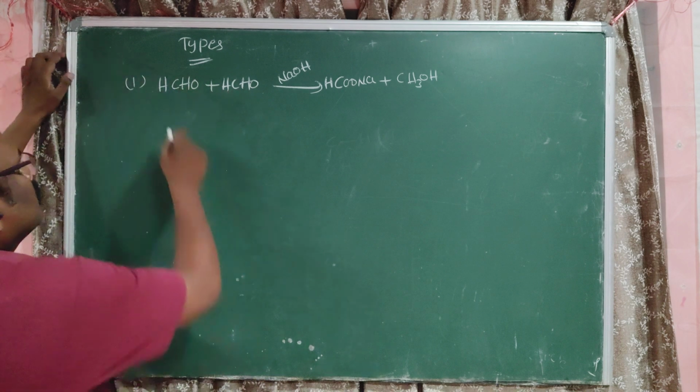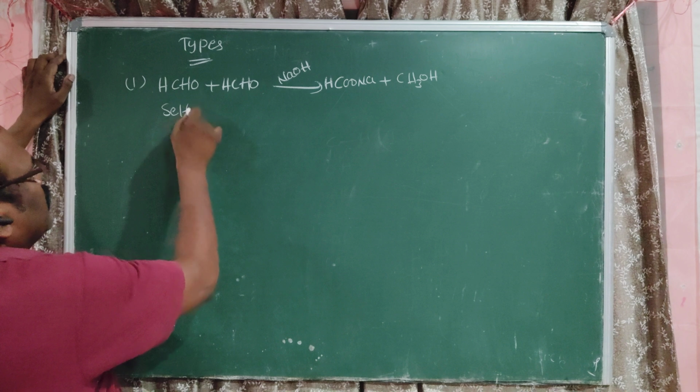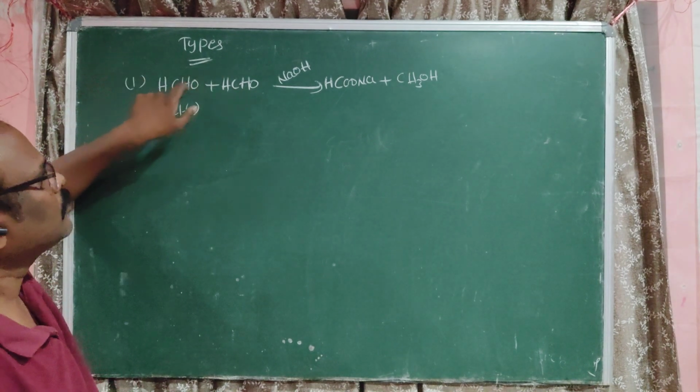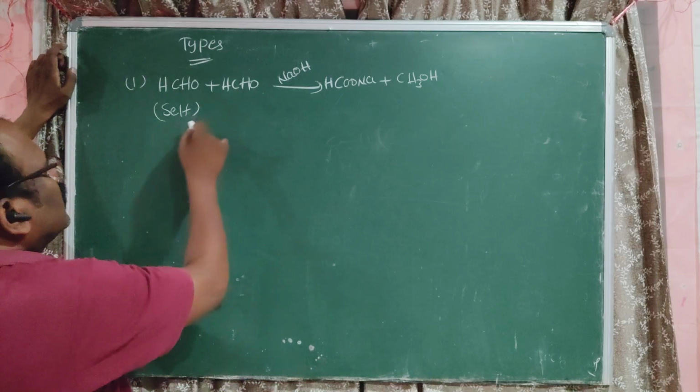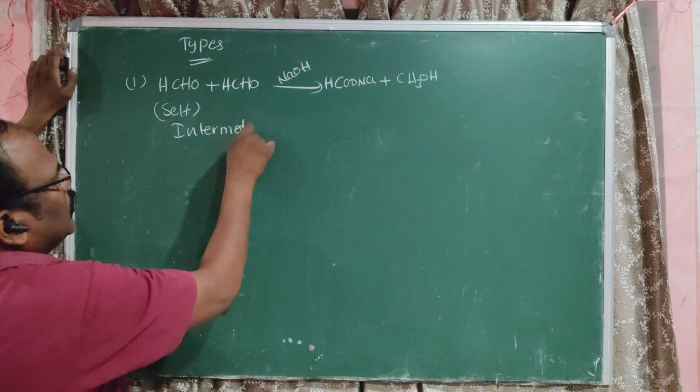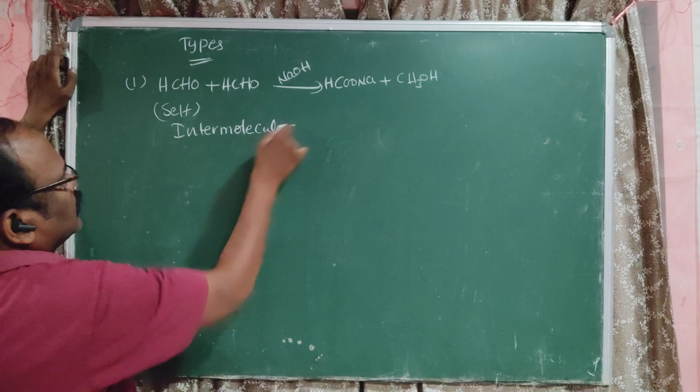This reaction is called the self-Cannizzaro reaction, and these are two different molecules of formaldehyde. So it is called an intermolecular Cannizzaro reaction.